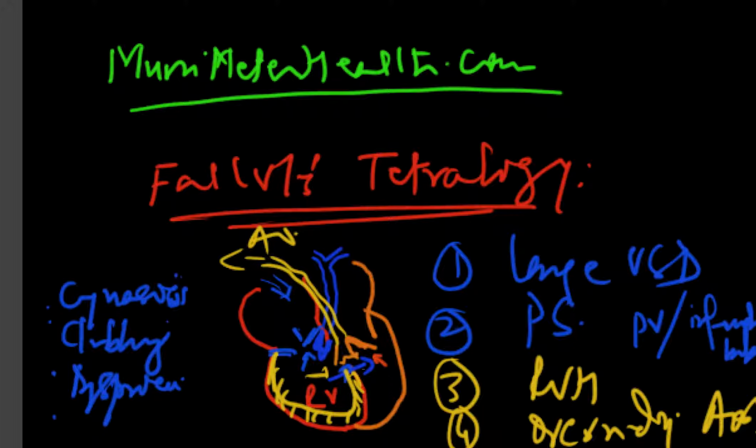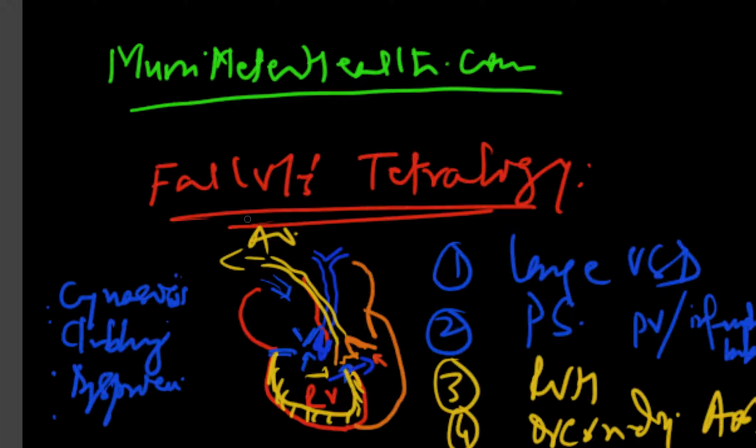So as a result, you have a right to left shunt and the overriding aorta occurs. So these are the two secondary features, the right ventricular hypertrophy and overriding aorta, if you will. But the primary features are large VSD and pulmonary stenosis, which is at the pulmonary valve or infundibular level. And that constitutes the tetralogy of Fallot.